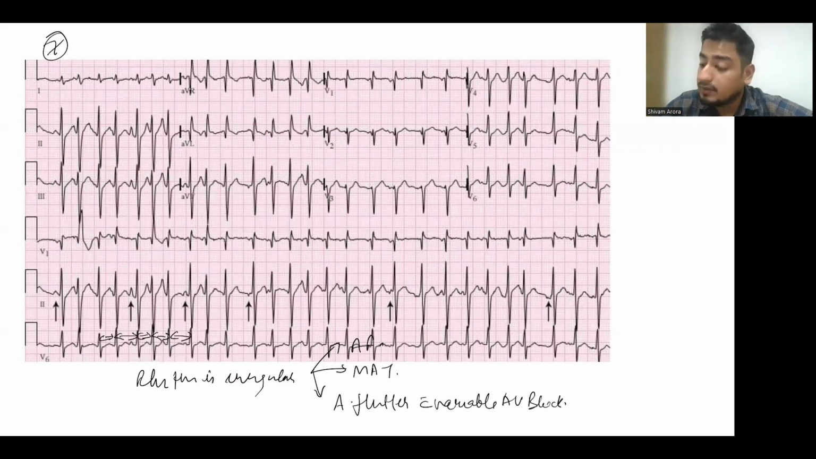Here, as we can see, there are three different morphologies of P wave. One is this, another one is this, another one is this, then this. So since there are more than three different morphologies of P wave, this is a case of MAT, that is multifocal atrial tachycardia. And the cause of MAT is generally COPD.